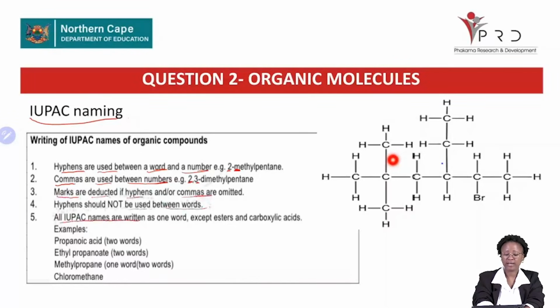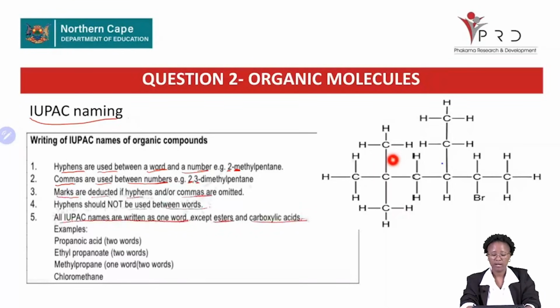All IUPAC names are written in one word, right? It must be one word, except there are 2 exceptions. The exceptions are an ester as well as a carboxylic acid. Okay, when you name an ester, it is 2 words. When you name a carboxylic acid, it is also 2 words. But the rest of the other homologous series, they all must be 1 word.